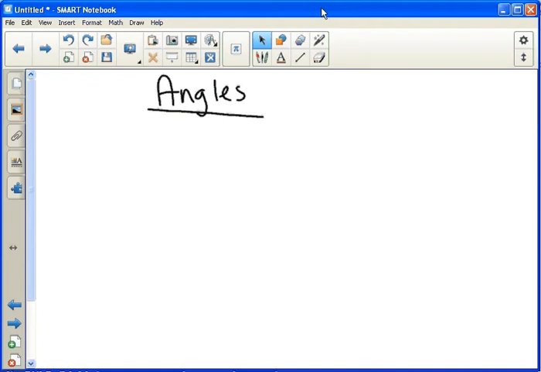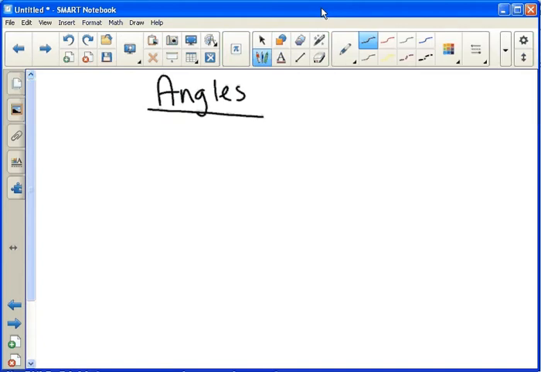The unit we are starting is on trigonometry. It's all about sine and cosine and that type of thing, but really the foundation of that is all in angles. So that's what we're going to talk about today: angles. First, let's just talk about different ways you can draw angles.